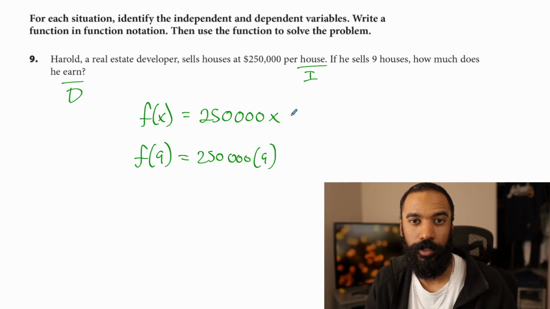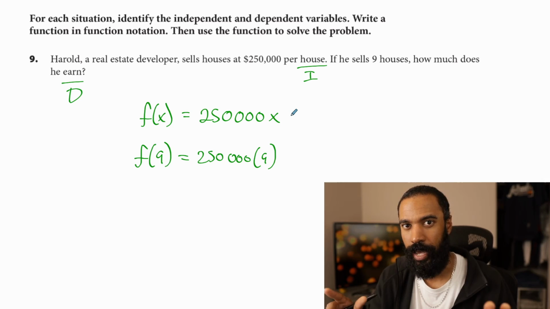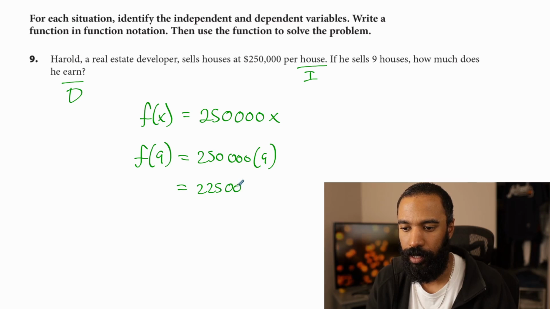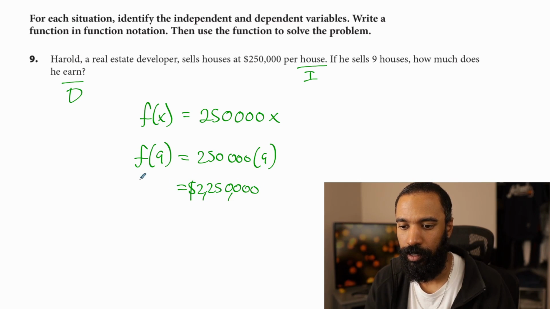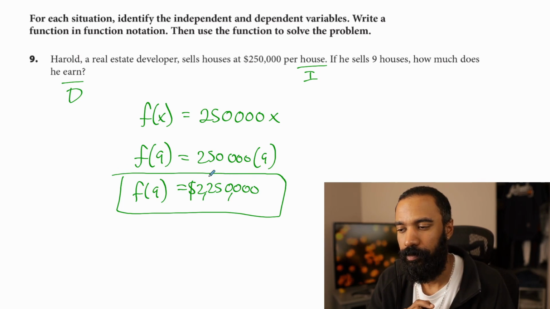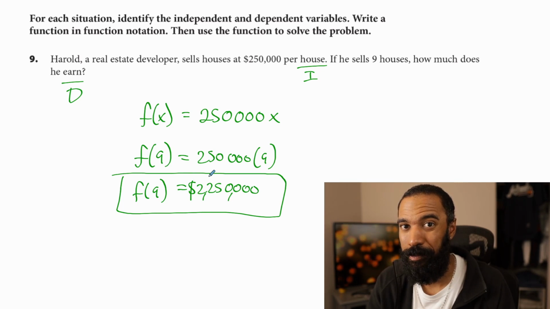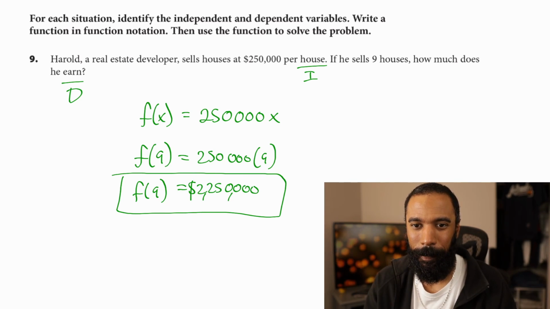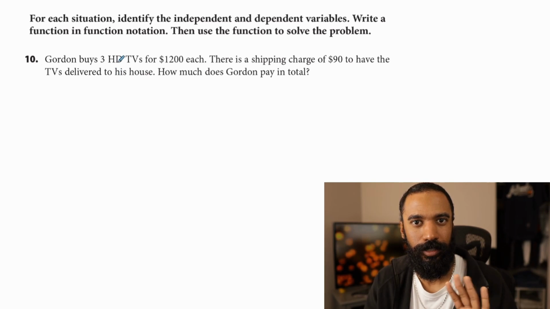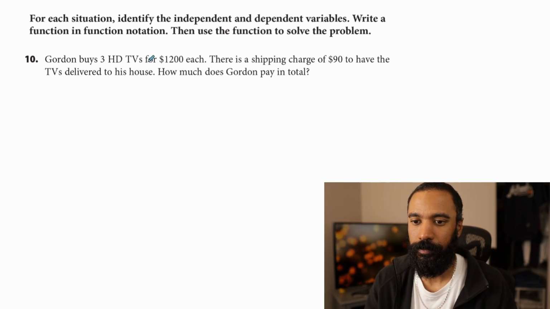4 quarters is $1, 8 quarters is $2, 9 quarters is $2.25. So I'm going to have $2.25 plus the 4 zeros right there. So that's $2,250,000 for good old Harold. That's how much he earns for selling 9 houses. Not bad. Not bad at all. All right. 3 more. Then I'm out for, you won't know, but then I'm out and I'll come back.